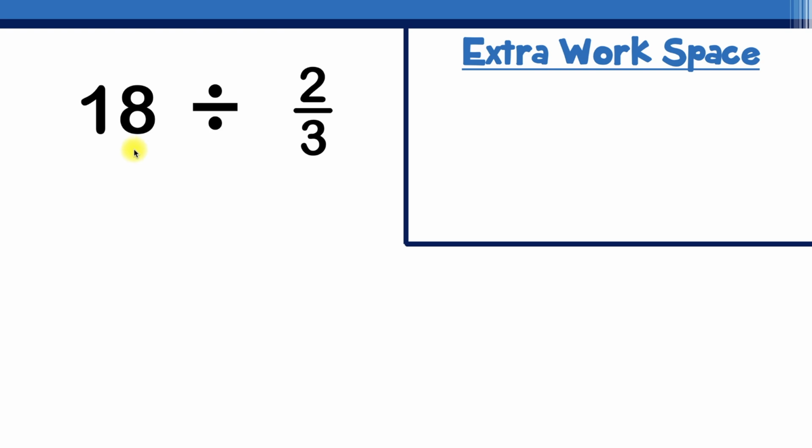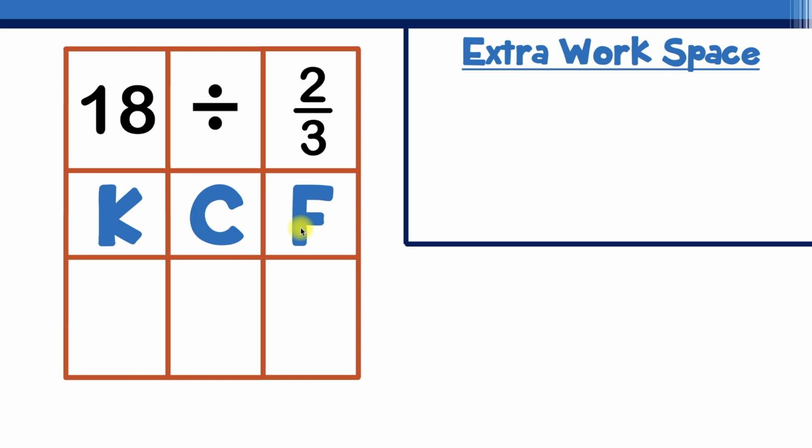So this question says, 18 divided by 2 over 3. Because we have a division number sentence and one of the values is a fraction, that means that we're going to have to use a process known as KCF. And it might sound like it's the name of a fast food chicken restaurant, but it's actually a process which means keep, change, flip.